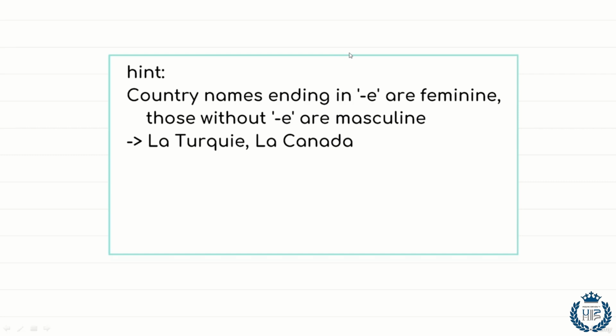We also see the countries. We learned countries and l'article défini together because there's a hint. Country names ending in e are feminine. Those without e are masculine. So Turkey ends with an e, right? That's why it is a feminine noun. Canada, it doesn't end with an e, right? So it is without an e. So that's why it is masculine.